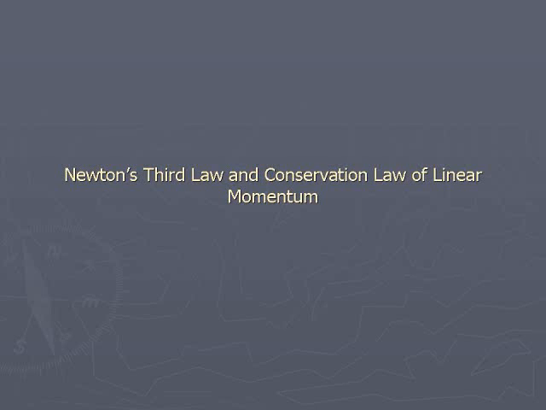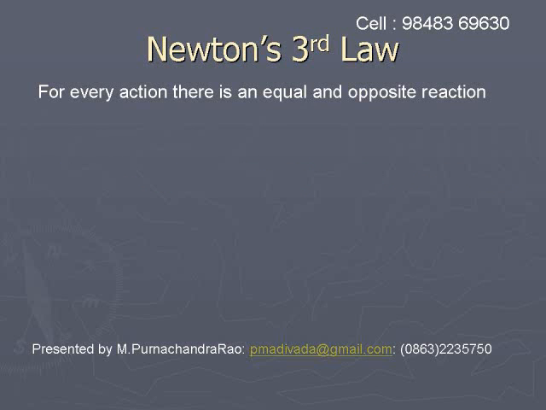Newton's third law and derivation of conservation law of momentum. Newton's third law is: for every action there is an equal and opposite reaction. This is written in the mathematical form as F12 is equal to minus F21. To understand this equation, let us see the figure.